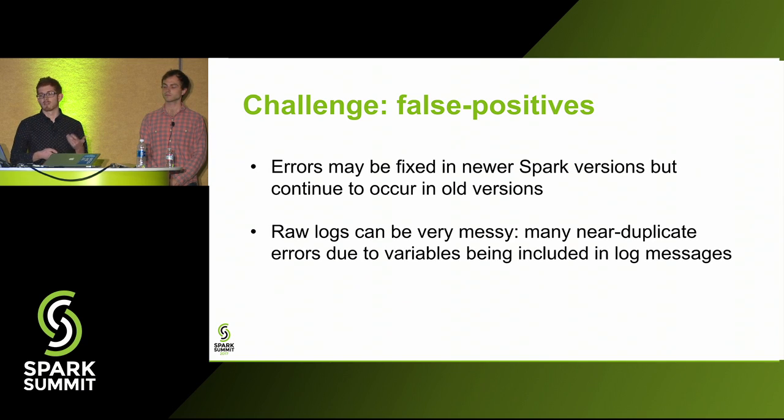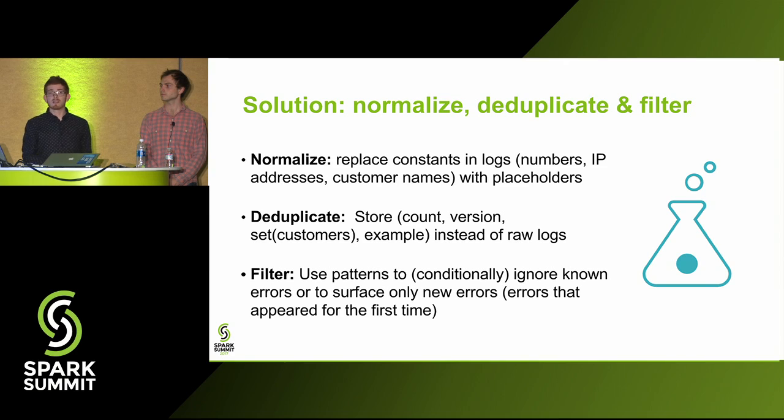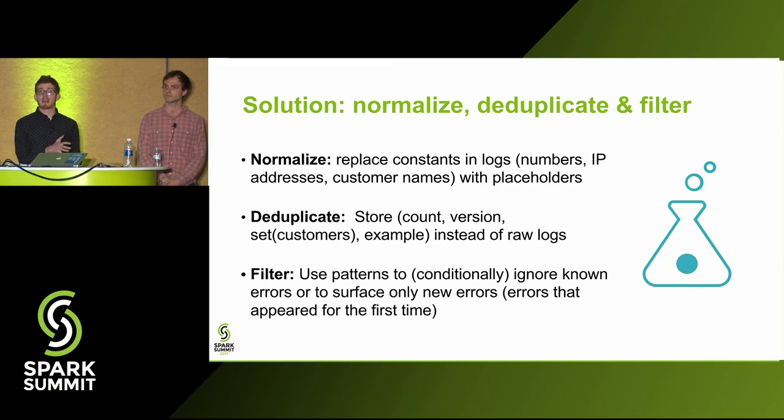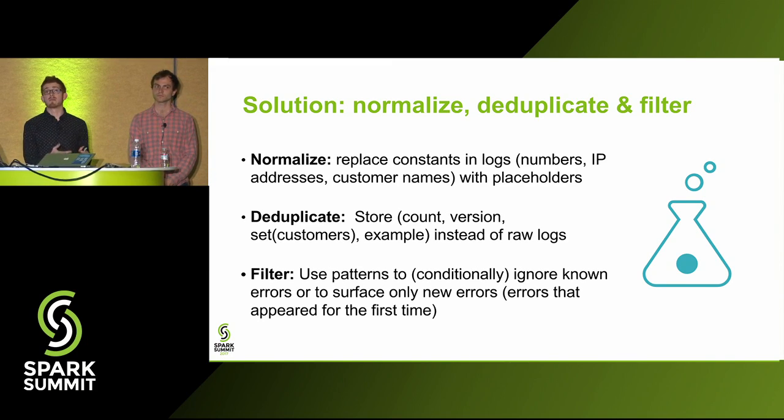So the solution that we came up with is we've built a pipeline which takes our raw messy logs and normalizes them, deduplicates and aggregates them, and then applies various types of time and known error-based filters to give us an overview of new and interesting errors. And based on that much smaller data, we can take action.